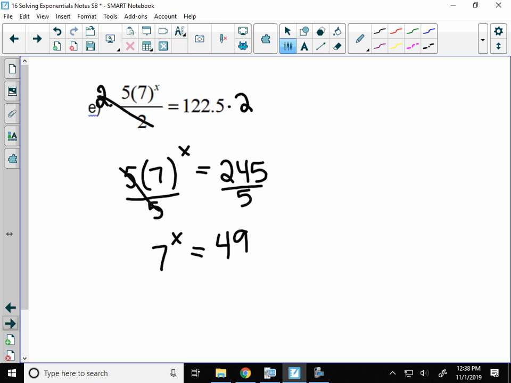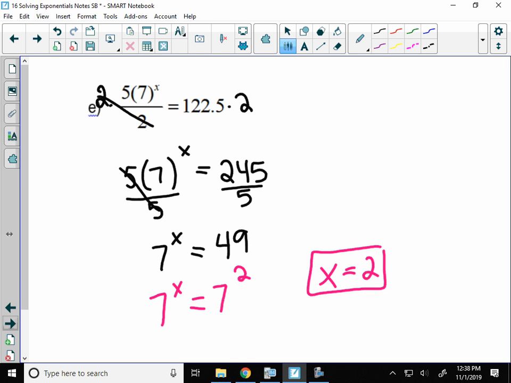Common bases. So I have 7 to the x equals 7 to the second, and this is super fast. What's the answer? 2. There you go. So that saves it. That's a little faster. You could take the log, just a little bit more writing, a little bit more time. Okay? We good so far?